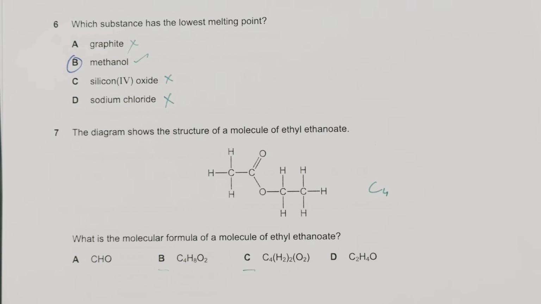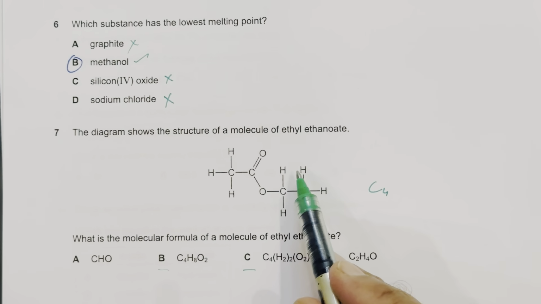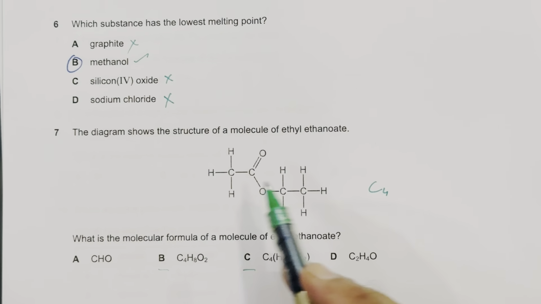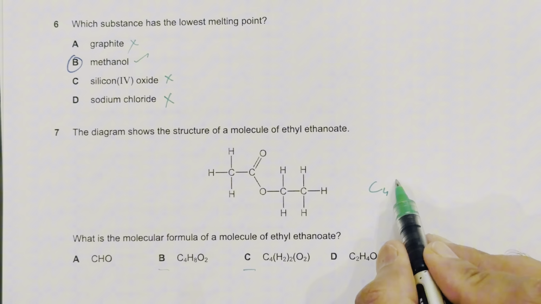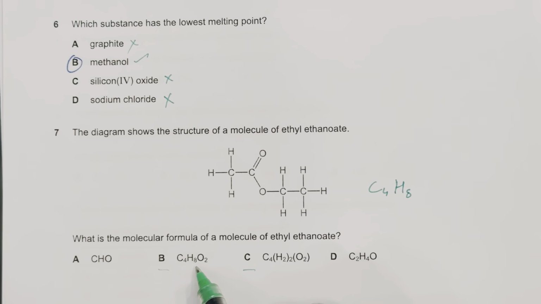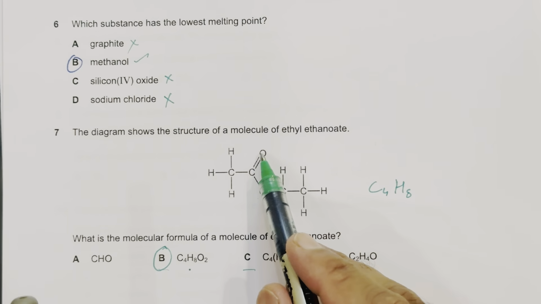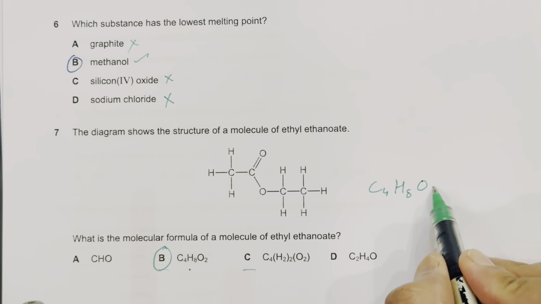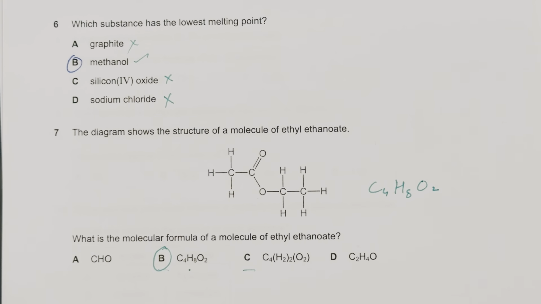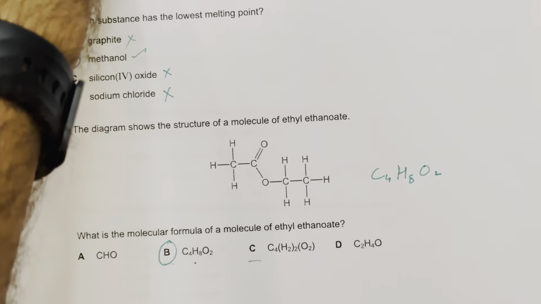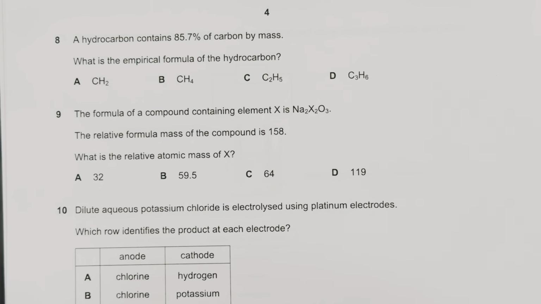Now you need to calculate the hydrogen atoms. You can see that hydrogen atoms are 1, 2, 3, 4, 5, 6, 7, 8, so hydrogen is 8. Only option B has hydrogen 8. Option B is the correct answer, but you need to verify. Oxygen has 2, so you can complete the formula like that. This was an easy question, just counting the number of elements in the compound. Moving to question number 8.